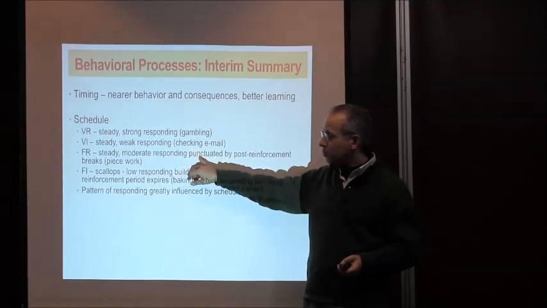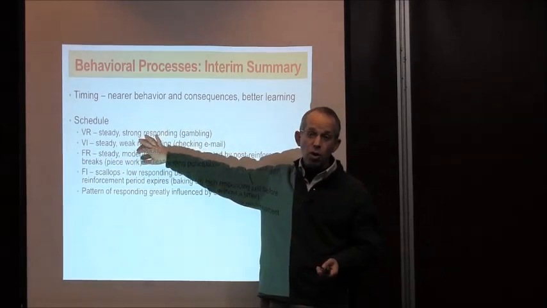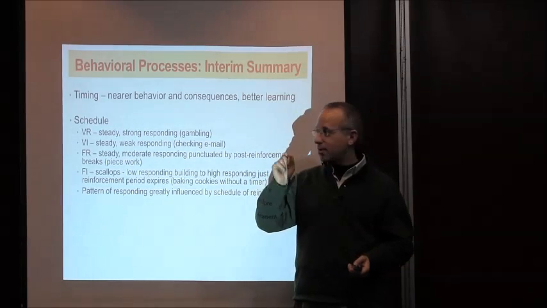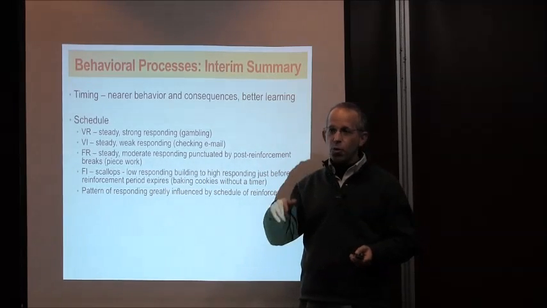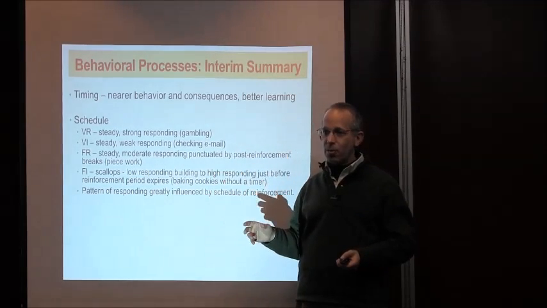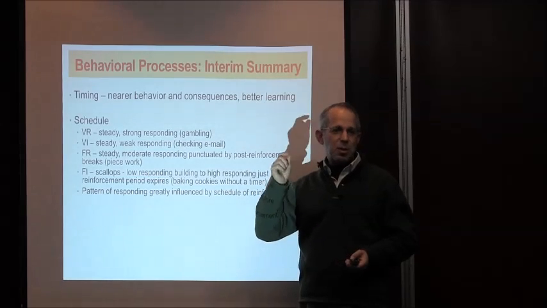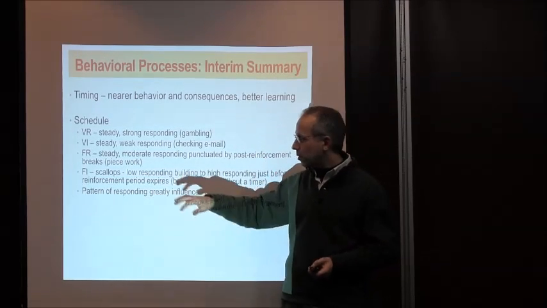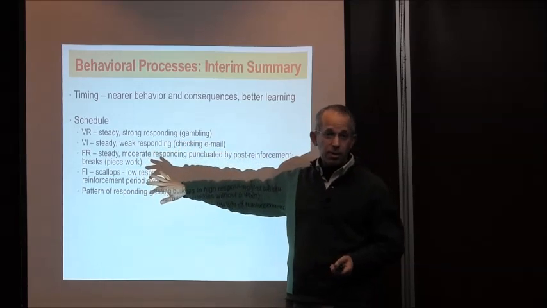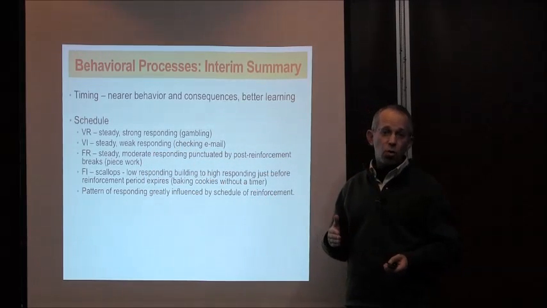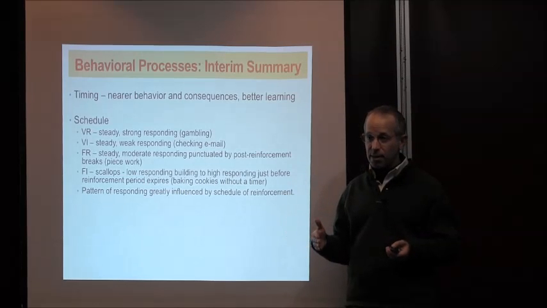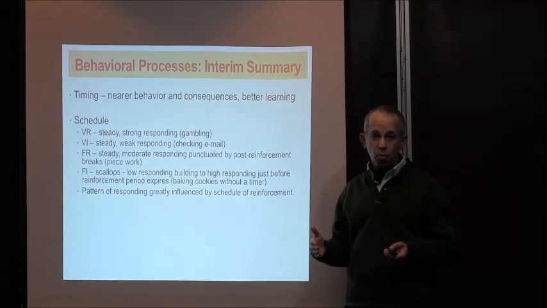Variable ratio produces very strong responding. You see the people at the slot machine, because in a ratio schedule, the more you respond, the more likely you are to win. So that's why you see these people at the slot machine hour after hour, putting in quarter, putting in quarter, putting in quarter. A variable interval is something where you'll get a reward, but you don't really know how long it's going to be till the next point at which you'll be rewarded.